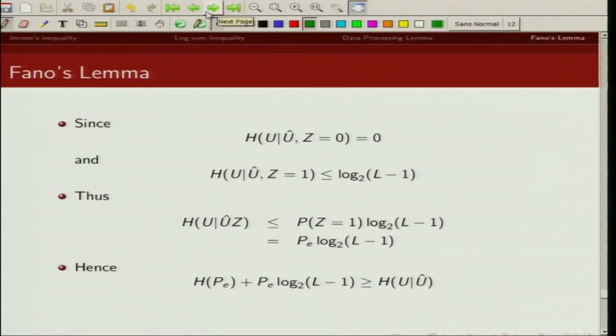Now we can also get a weakened version of this Fano's lemma. We know that H(p) is upper bounded by 1, so we can get a weaker version. If we just replace this by 1, we can also say 1 plus Pe log of L minus 1 is greater than or equal to H(U given U hat). So this relates the probability of error to the uncertainty in estimation of U. Thank you.